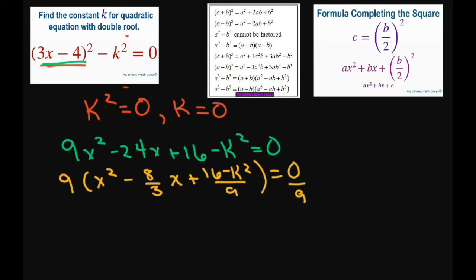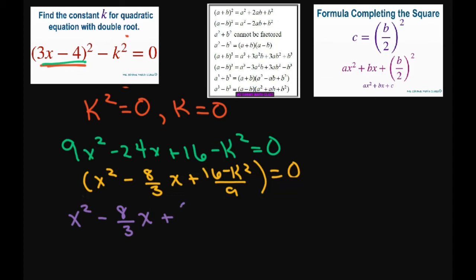And then we could divide both sides of these by 9, and that gets rid of this and gets rid of this. So this will just still be 0. All right. So basically, we could just divide everything by 9. And then we're going to complete the square. So we have x squared minus 8 thirds x.